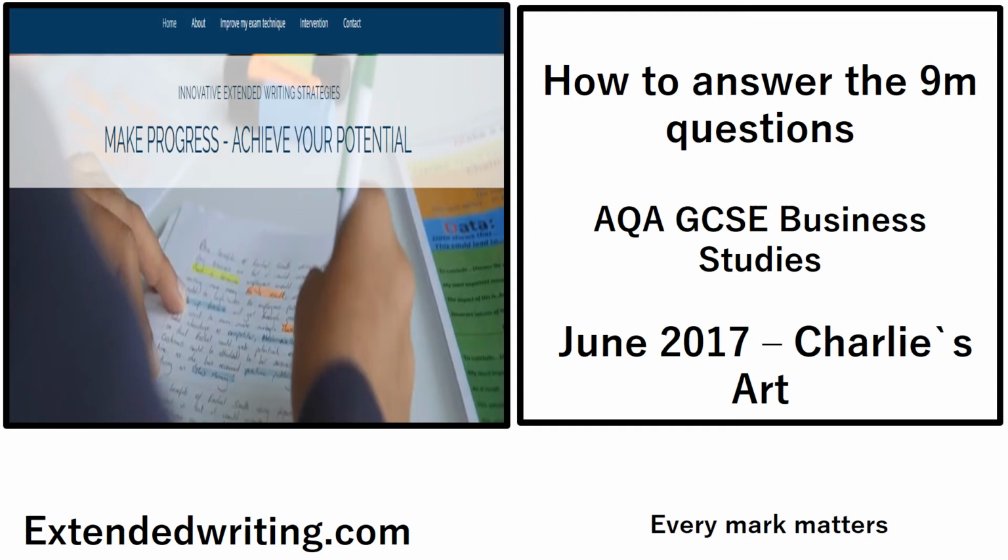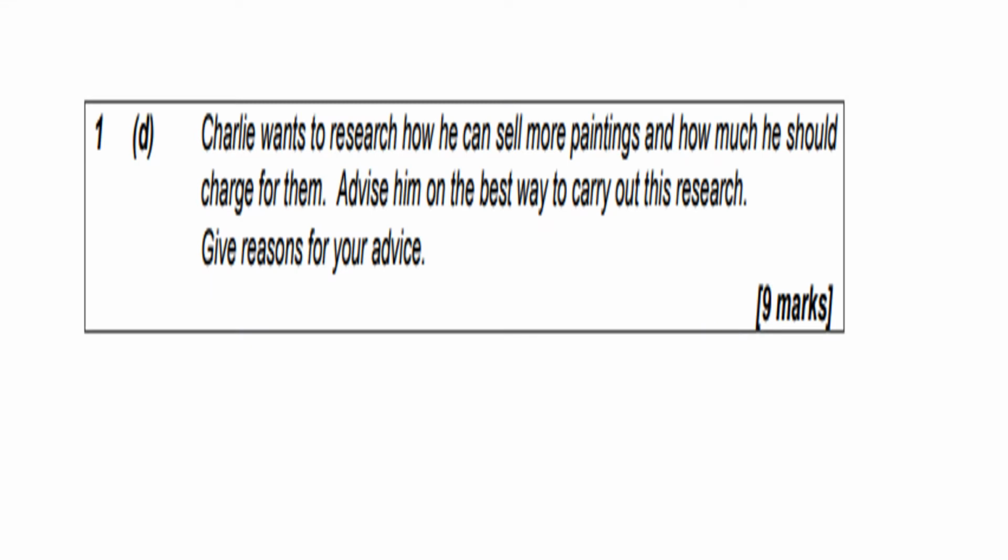In this video, we're going to look at the 9-mark question from the June 2017 exam paper. We're going to look at Charlie's art. And the question we're going to focus on is: Charlie wants to research how he can sell more paintings and how much he should charge for them. Advise him on the best way to carry out his research.